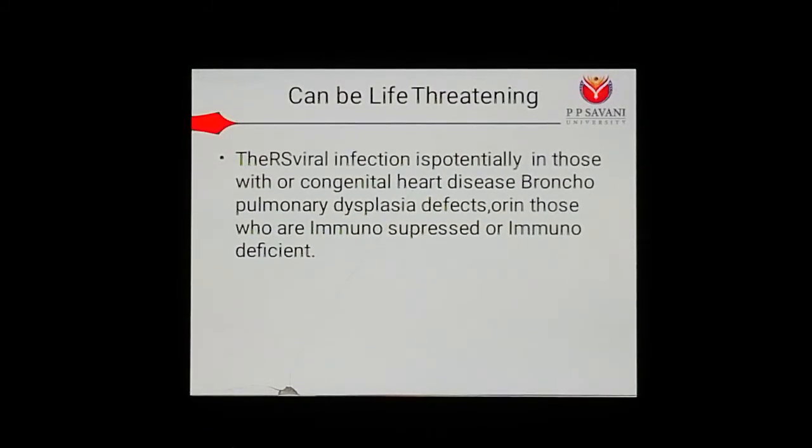RSV is a life-threatening disease for those whose immunity is very low. RS viral infection is potentially serious in those with congenital heart disease, bronchopulmonary dysplasia, or in those who are immunosuppressed or immune deficient.